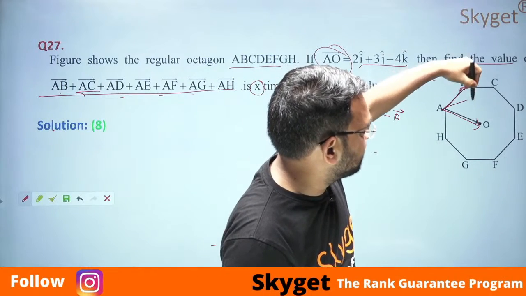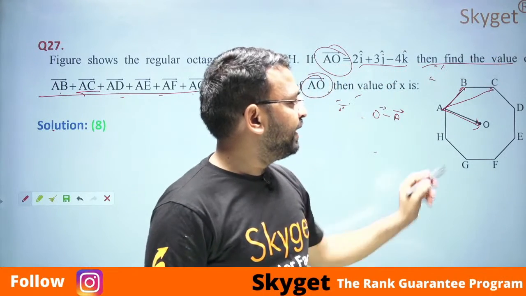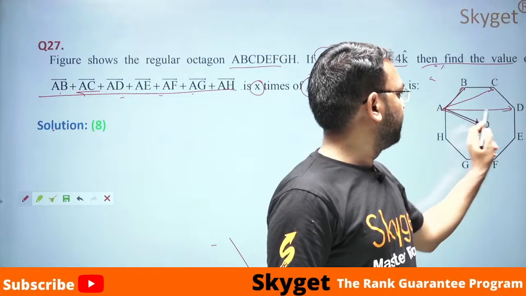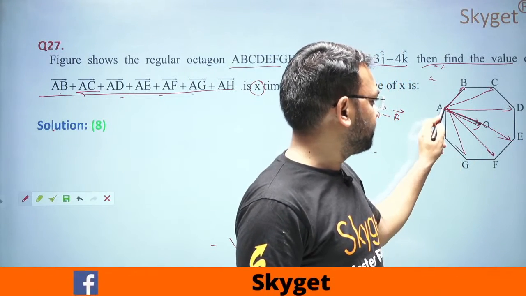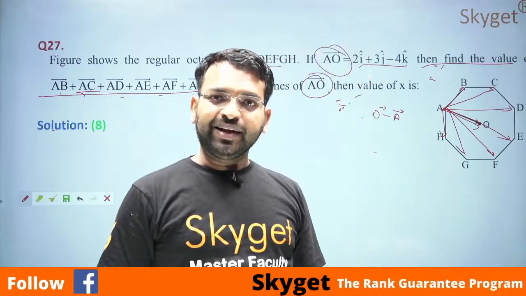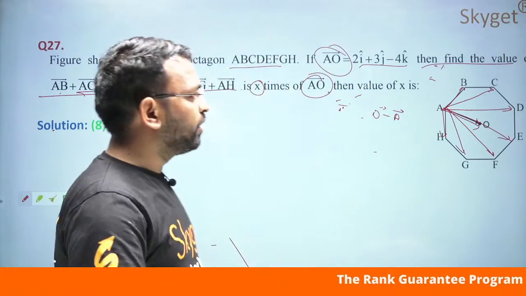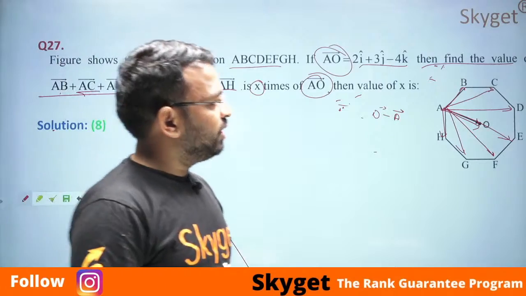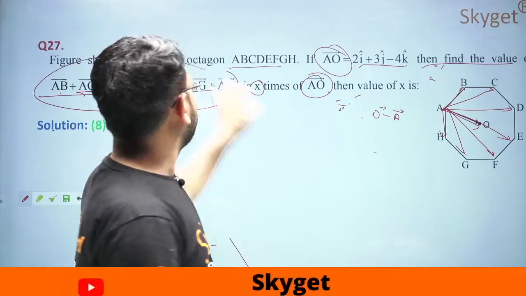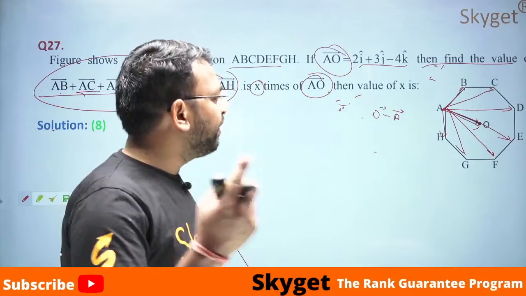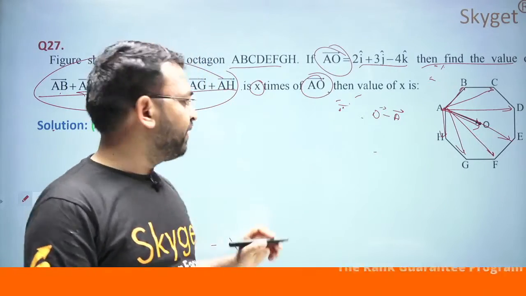A to C will be this vector. Then A to D is this vector. A to E is this vector, A to F is this vector, A to G is this vector. Now let me connect them in proper order. So if you try to add all the vectors, because the question is all about adding all the vectors, I'm just going to add all the vectors and see what will happen.